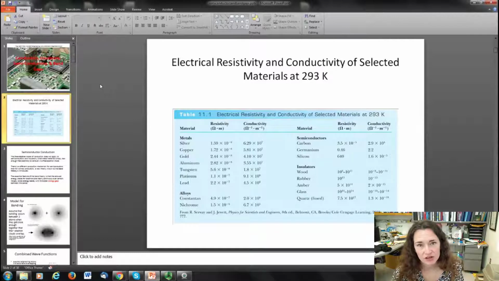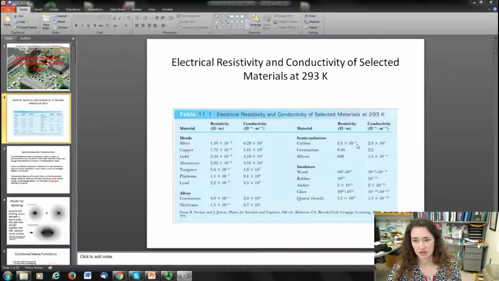If you look at the values of the resistivity shown here in this chart for typical metals, you get very, very low values of the resistivity, on the order of 10 to the minus 8, 10 to the minus 7 ohm meters. If you look at the values for semiconductors, such as carbon, germanium, or silicon, you see values ranging from, say, 10 to the minus 5, 10 to the minus 4, to a few hundred ohm meters.